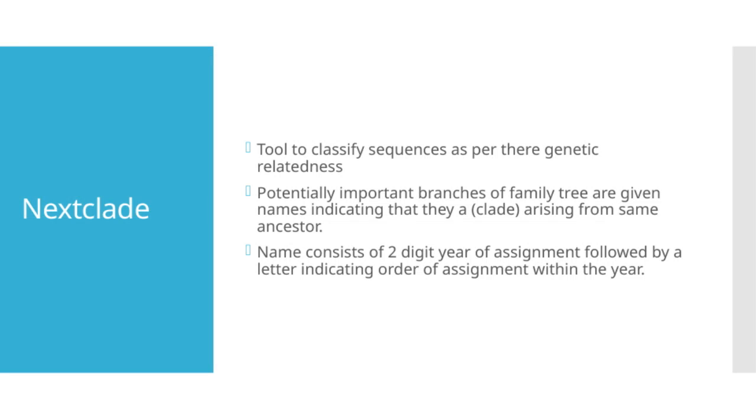Now, let's take a closer look at this tool that helps us classify sequences based on their genetic relatedness. Essentially, it groups sequences into branches that reflect their evolutionary connections. These important branches, often called clades, are labeled to show they originate from a common ancestor. The naming system is quite systematic. It starts with a 2-digit year indicating when the clade was assigned, followed by a letter that shows the order of assignment within that year. This way, we can easily trace back the timeline of how these groups were identified.